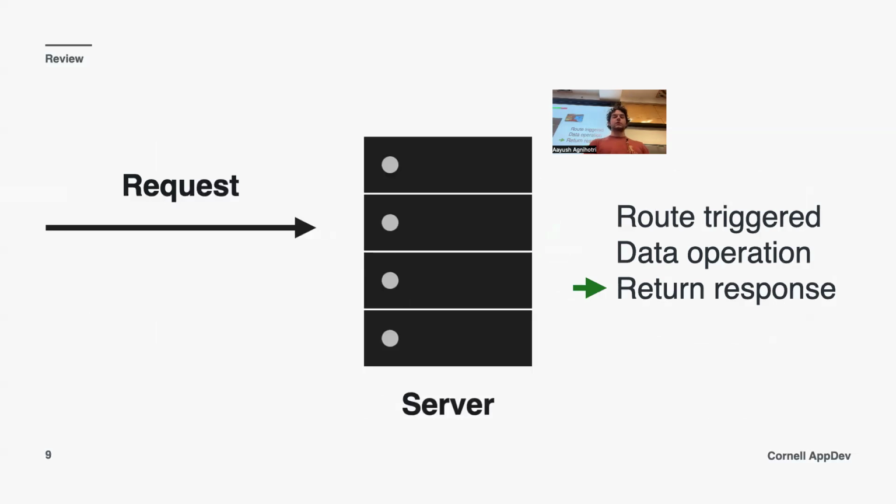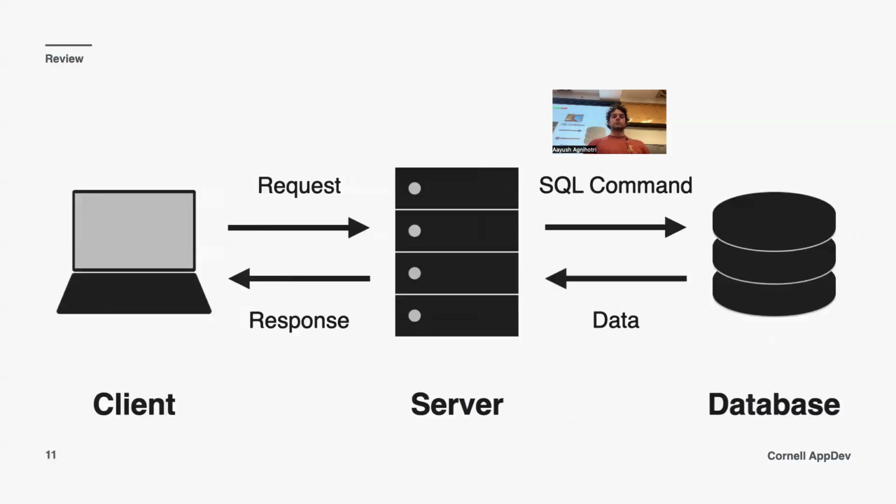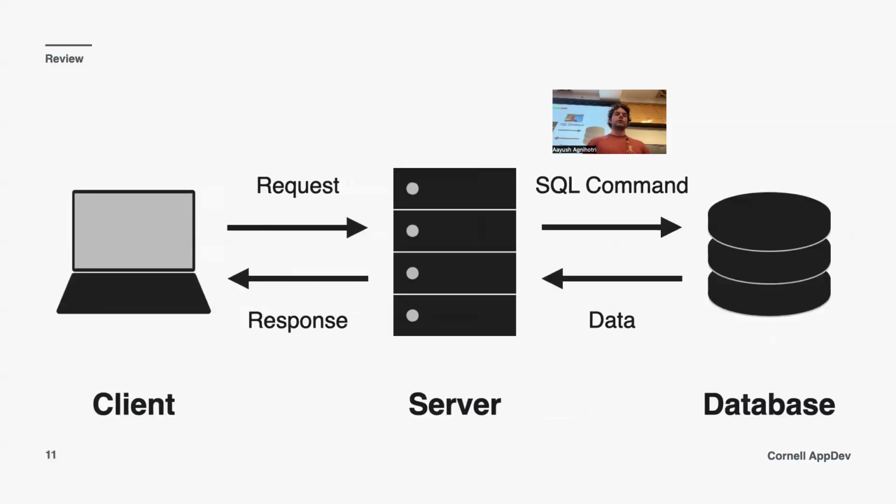And then the server is going to return a response back to the client. So a big overview is that the client sends a request to the server. The server then sends some sort of SQL command to the database and queries the database. The database then sends data back to the server, and then the server sends a response back to the client, which the front end uses to make a nice user interface for the client.